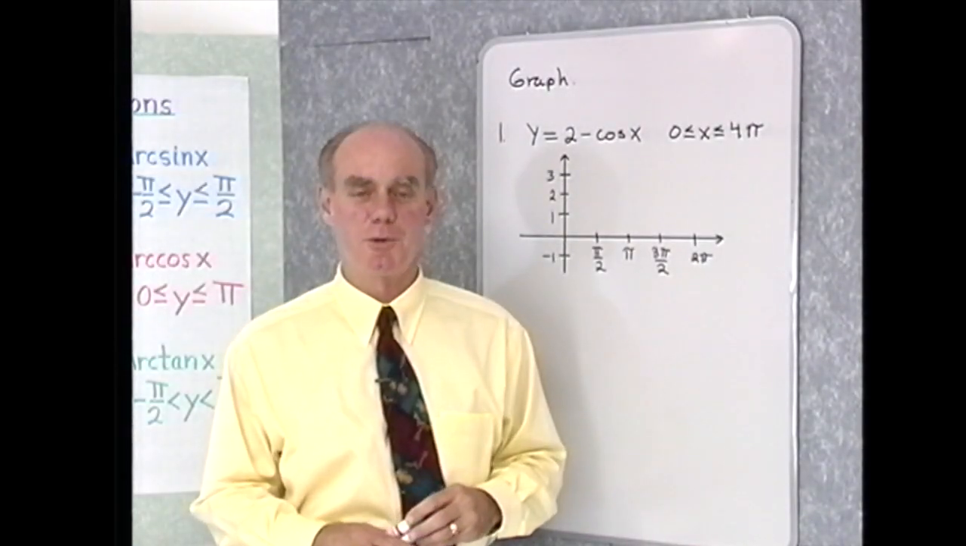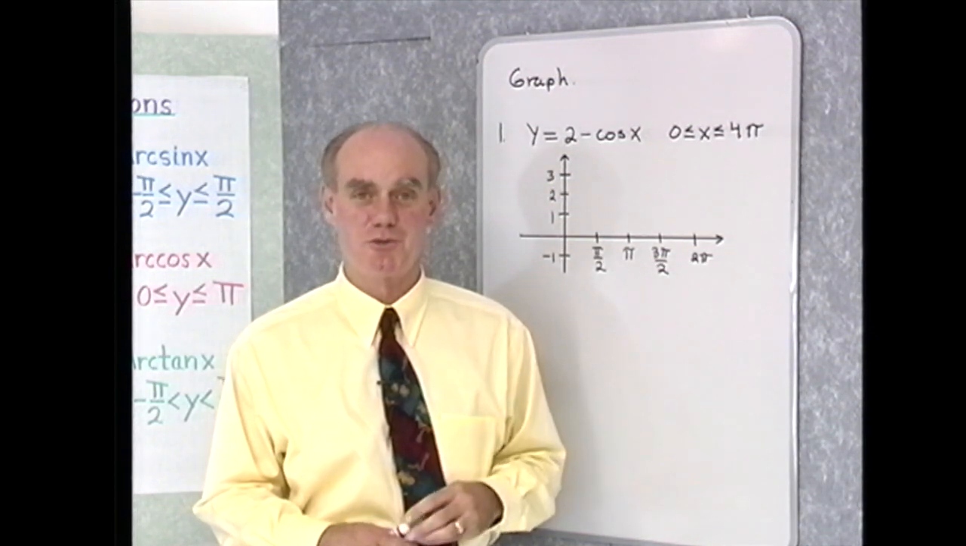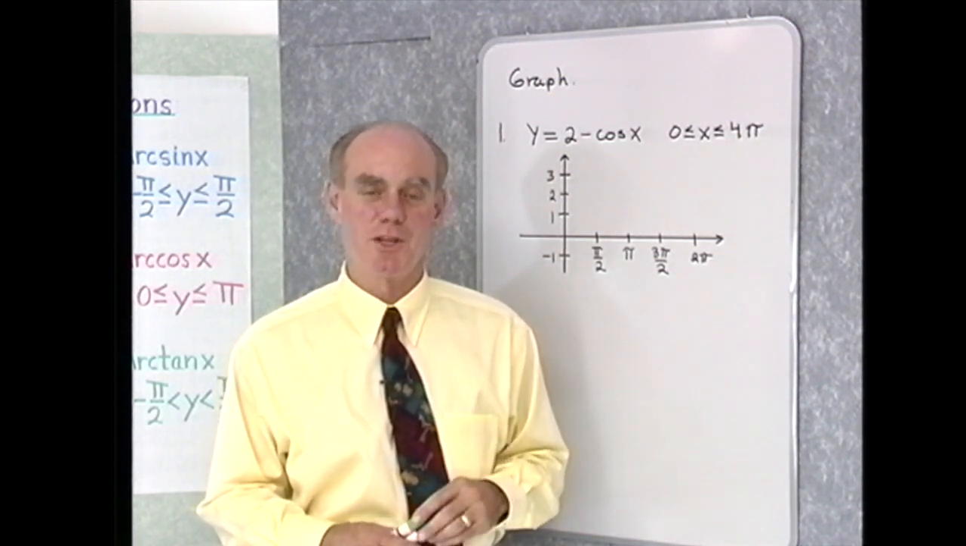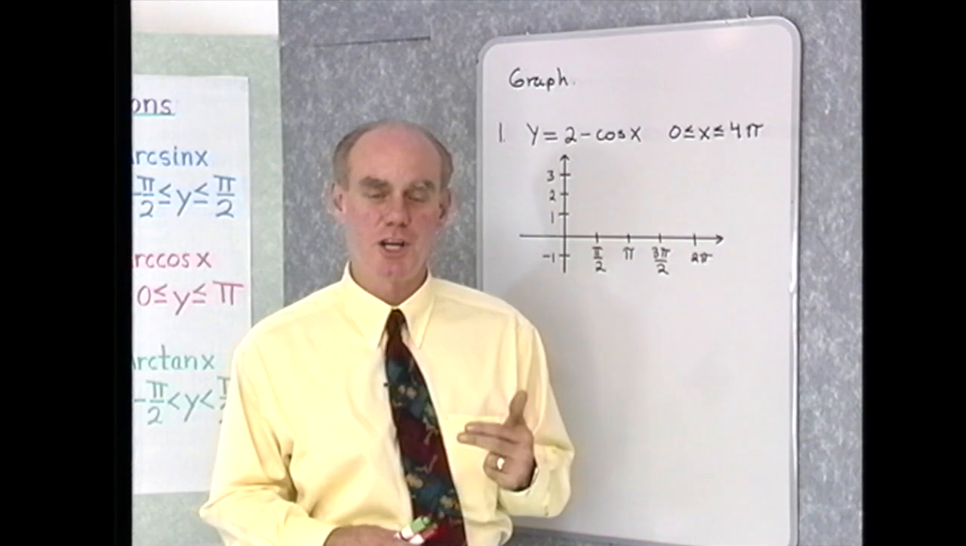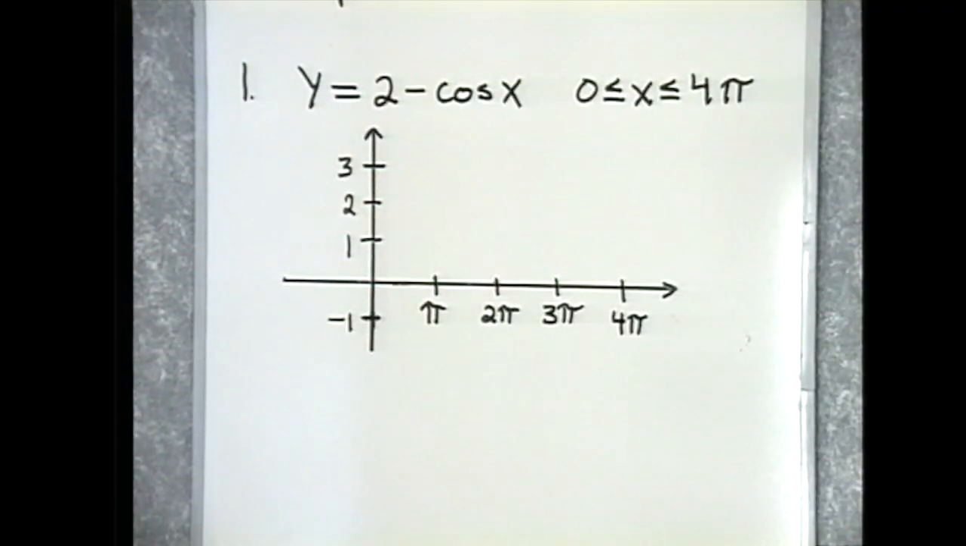In this section, we're going to graph some combinations of trigonometric functions and also trigonometric functions with regular algebraic functions. We're going to start with a problem that's similar to some that we've done before. We're going to look at it from a little different point of view, though. Here's our first problem. For problem number 1, we have y is equal to 2 minus cosine x.